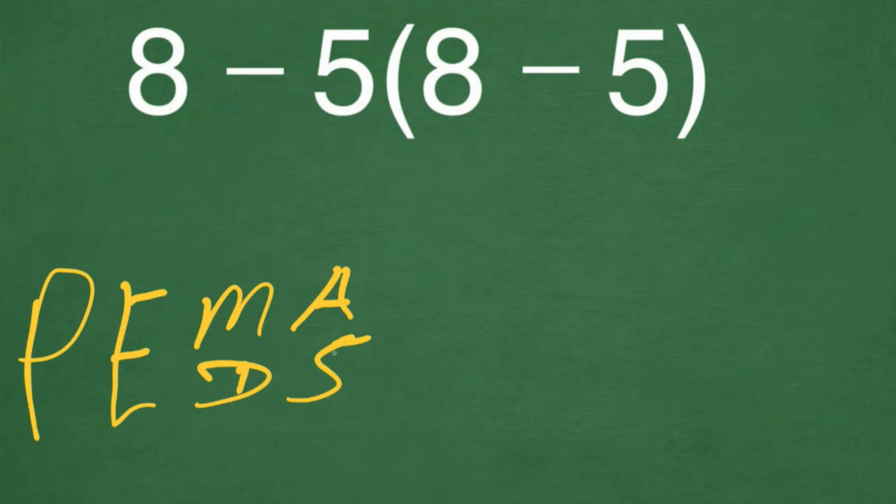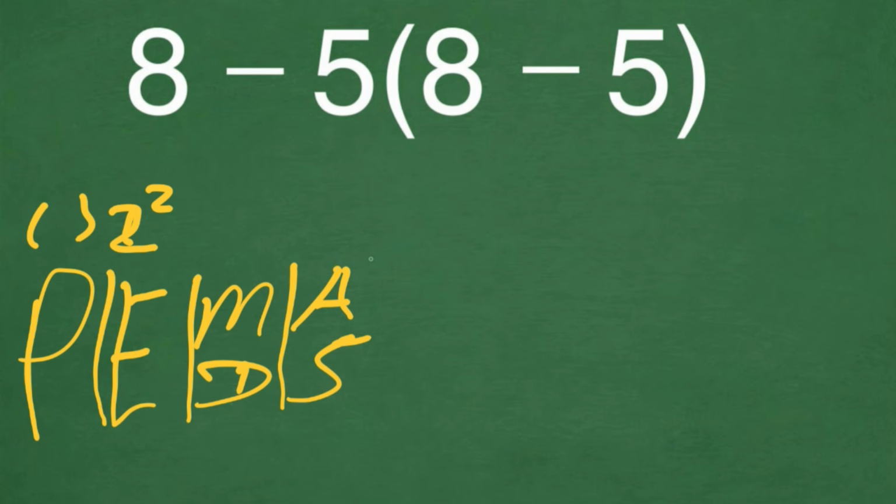So according to this rule, the first thing to solve is parentheses, right? And then after we solve the parentheses, we have to solve exponent. Exponents are numbers that are written on top of another number. So after we solve exponent, then we solve multiplication or division. And finally, we are going to solve addition or subtraction, right?